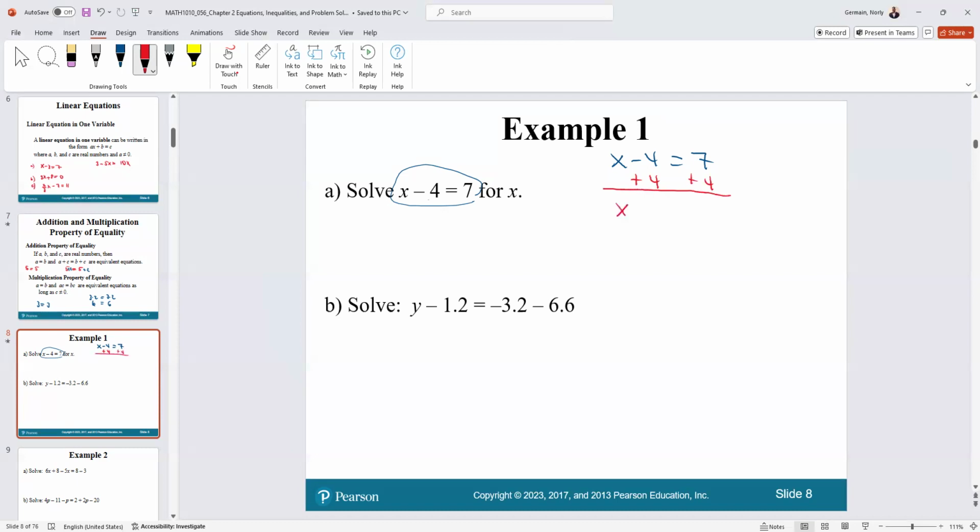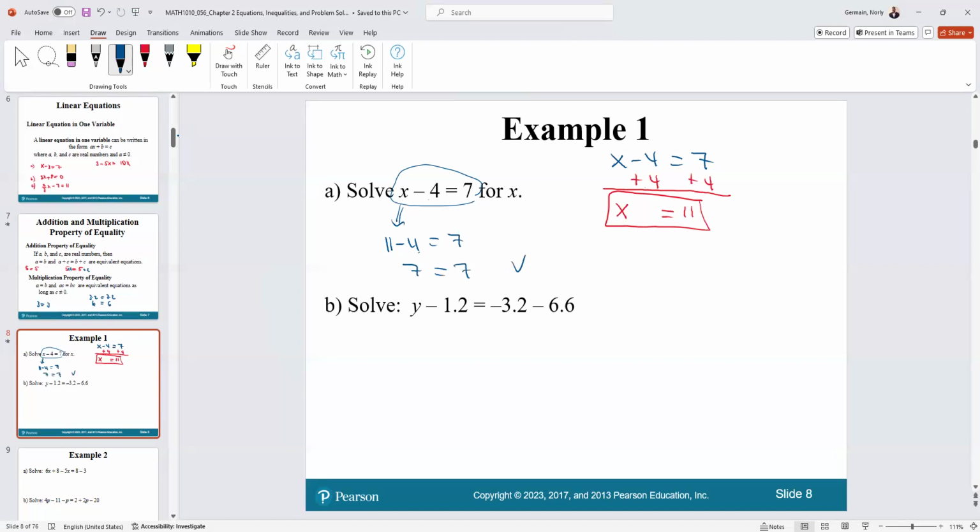So that's why I have x; negative 4 plus 4 is gone, but on the other side, I am going to have 11. So if x is equal to 11, then the statement x minus 4 equals 7 is true. You can verify it if you want. Remember, if x is 11, then we're going to have 11 minus 4 equals 7. 11 minus 4 is really 7, so 7 equals 7. This statement is true.